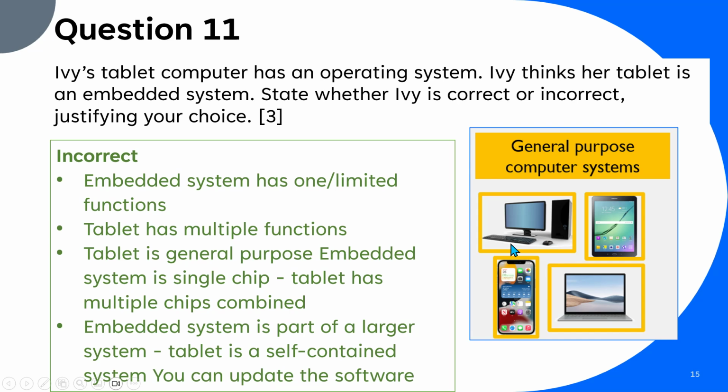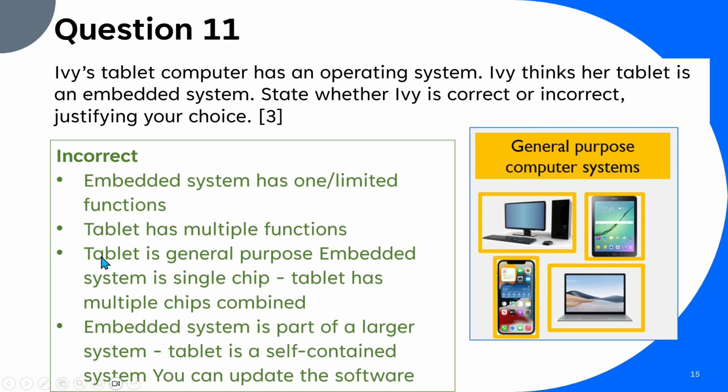So she's incorrect. Her tablet is not an embedded system because remember as well, embedded systems have one or limited functions, whereas the tablet has multiple functions. You can see here that incorrect would be the first mark, that would be 1 mark, and that would be the third.